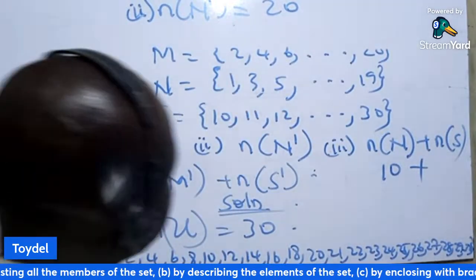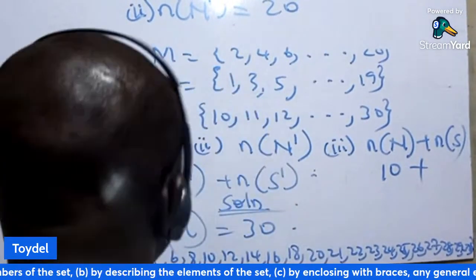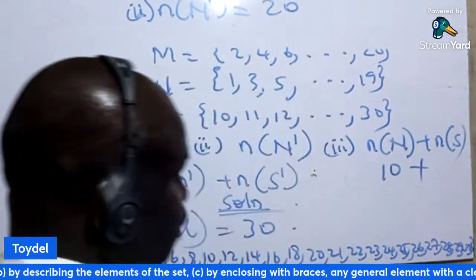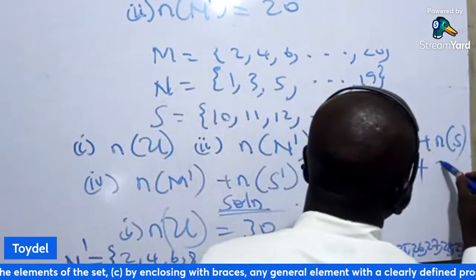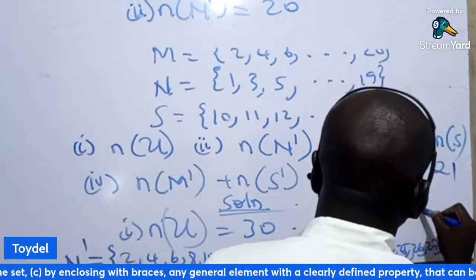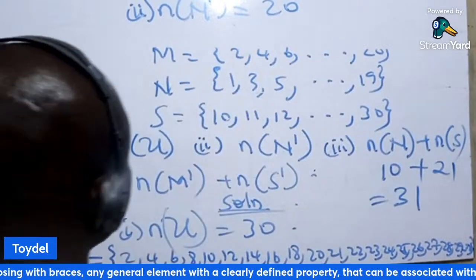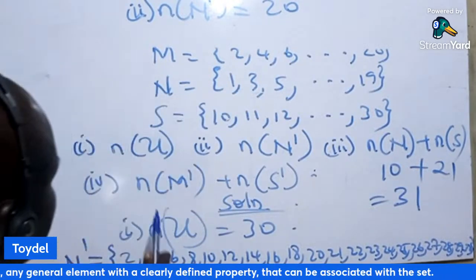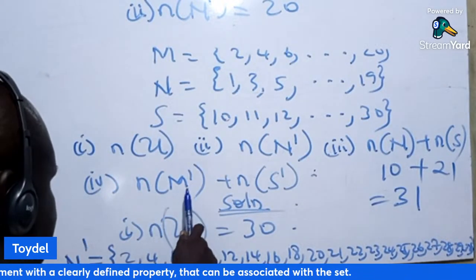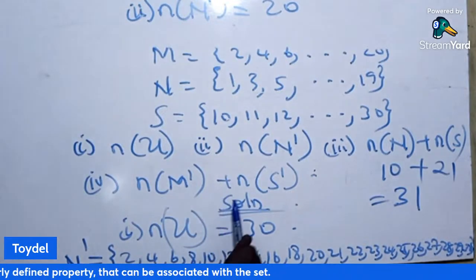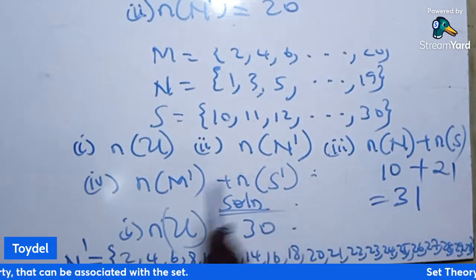S is from 10 to 30, and that will be 21. 10, 11, from 10 to 20, 30 is 21. So if you add the two together, we are going to get 31. So that's what we are going to get. Now look at, we have to find the cardinality of elements in M prime, that is M complement, plus the number of elements in S complement.